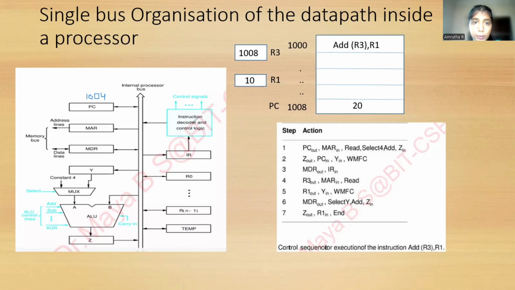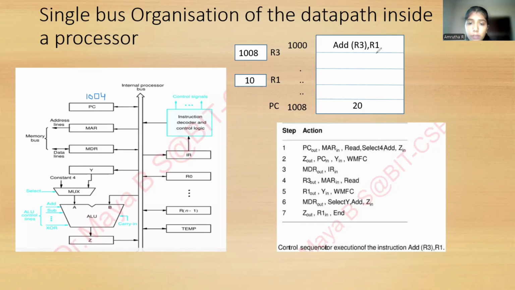IR is connected to the instruction decoder and control logic. This unit will know what the instruction is because it decodes the instruction and will know what has to be done next. This is representing the address. At address 1000, there is an instruction which tells add R3 and R1. This will be decoded with the help of this control unit. It will see that it has to add R3 and R1. But R3 is in indirect addressing and R1 is in direct addressing.